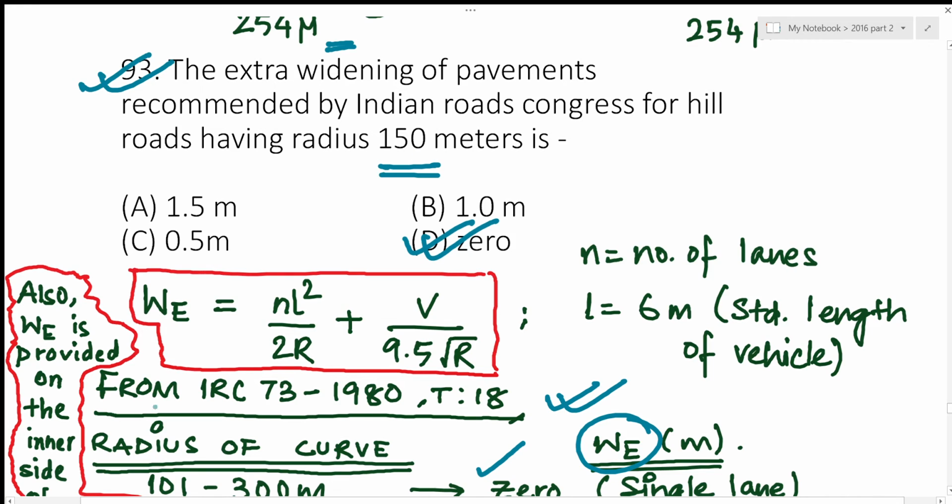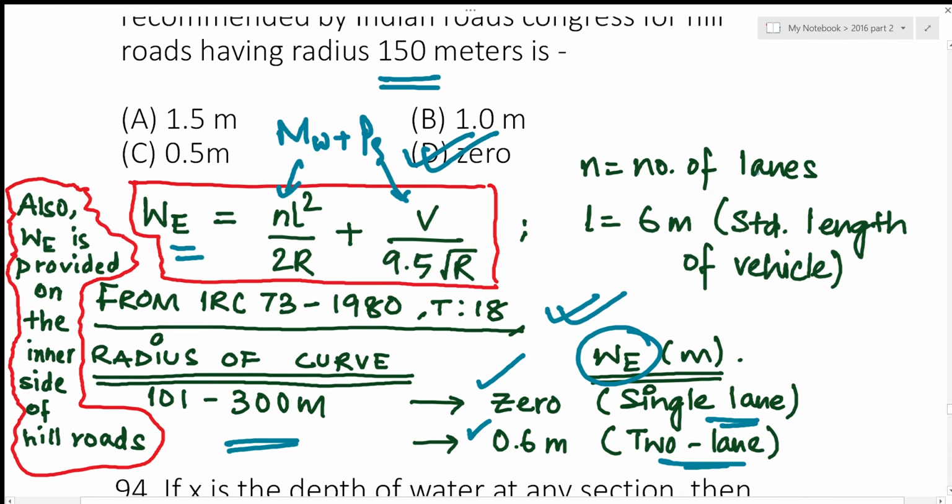Also, extra widening is given by nL square by 2R plus V by 9.5 root R, where nL square by 2R is the mechanical widening and V by 9.5 root R is the psychological widening. Here n is the number of lanes and L is the standard length of vehicle, which, if not given, can be considered 6 meters.